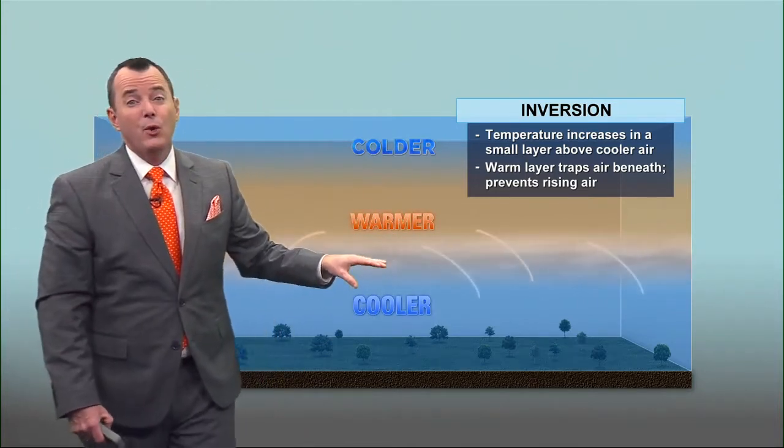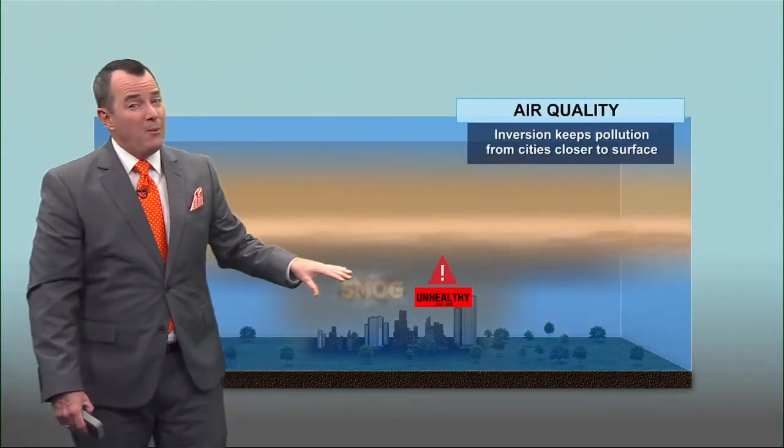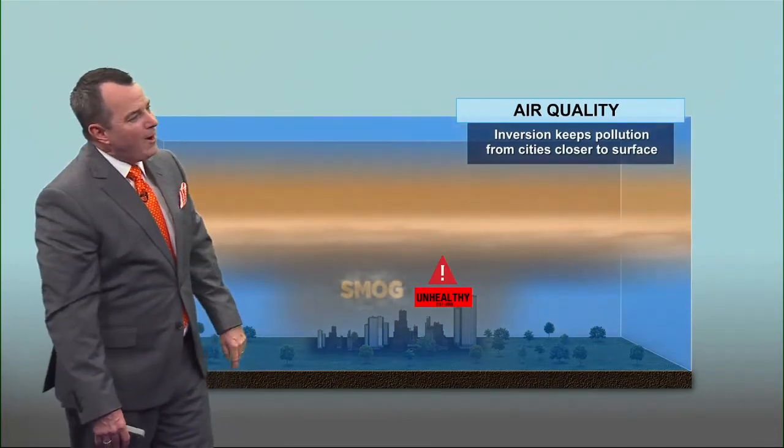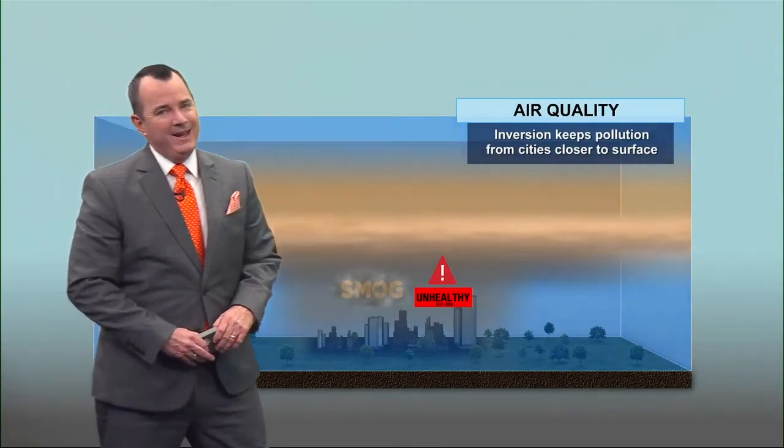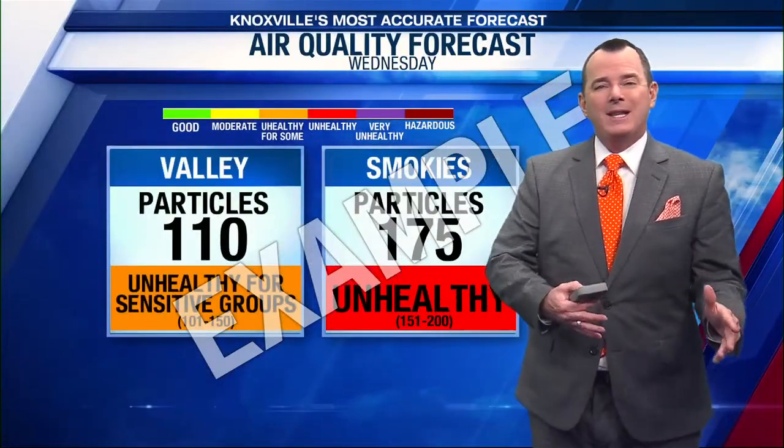And this can be a real problem here in East Tennessee, especially in the summertime, because what it does is it traps the pollutants underneath it. And we get smog or often poor air quality across the area. And that's why oftentimes here in East Tennessee, we have to talk about air quality alert days.